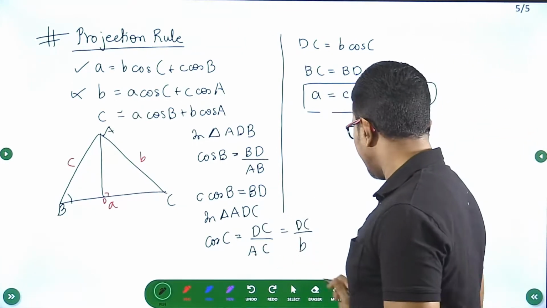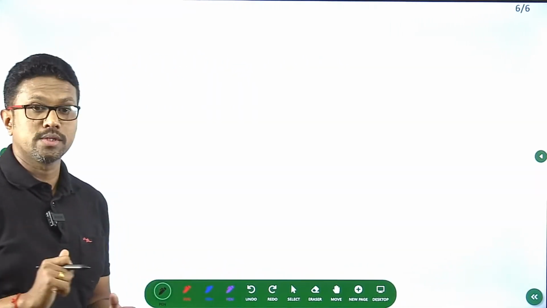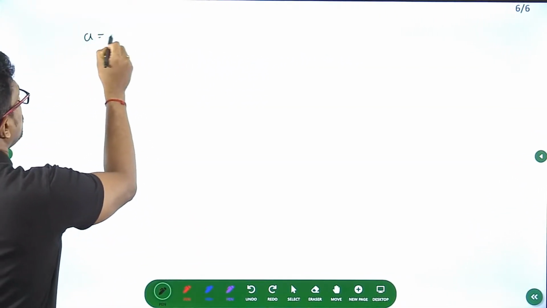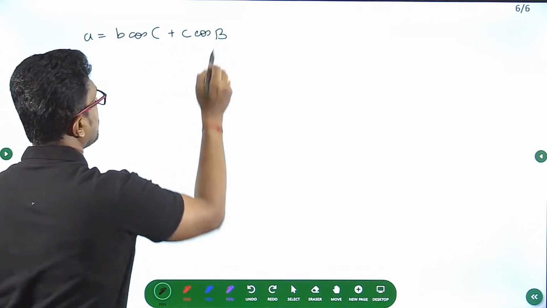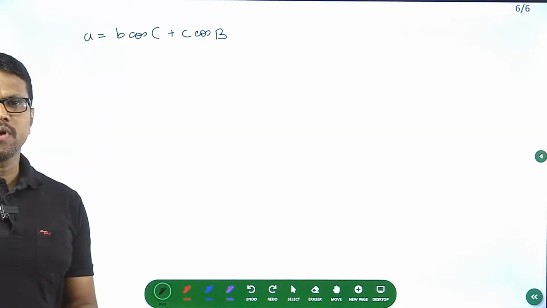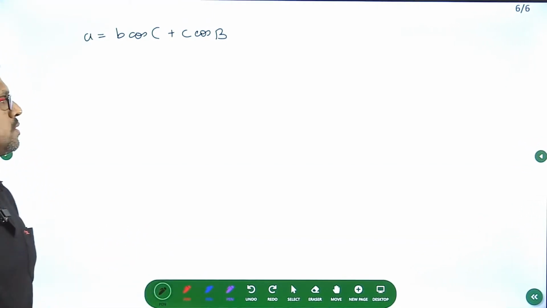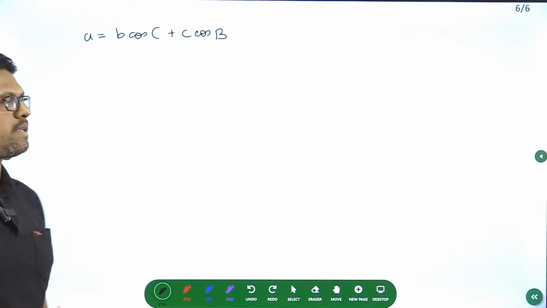Now this can also be done in one more method. इसको एक और तरीके से प्रूव करके देखते हैं, but by using cosine rule. So a equal to b cos c plus c cos b. So this is what I would prefer. Even if you have to prove, it is better that you use this method instead of going by that geometrical method. ये ज़्यादा easy रहेगा.